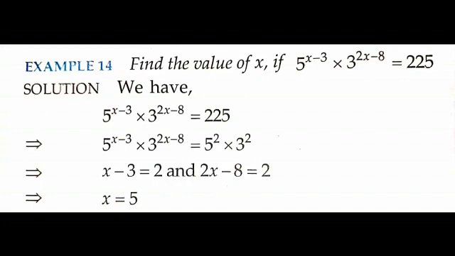Now, on equating the exponents both sides, in LHS and in RHS the bases we are having are 5 and 3. So, comparing exponents, I have here x minus 3 equal to 2 when I compare the exponents of 5. And it gives x is equal to 5. When the exponents of 3 are compared on both sides, I have 2x minus 8 equal to 2. On solving, again I am getting x is equal to 5. So the value of x is 5.